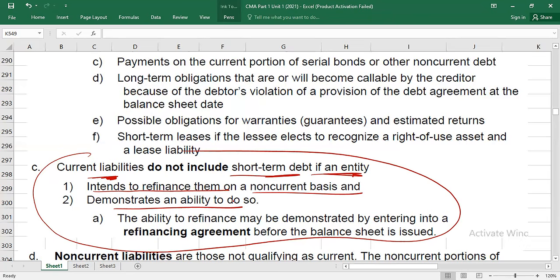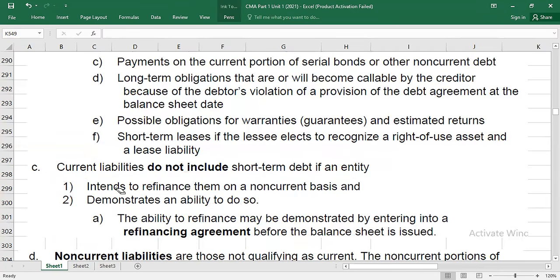Got it? But these two conditions should be met. In a theoretical question, you need to look for these two conditions. If he told you only one, not the second statement, can you classify from current to non-current? No. Both conditions should be met.